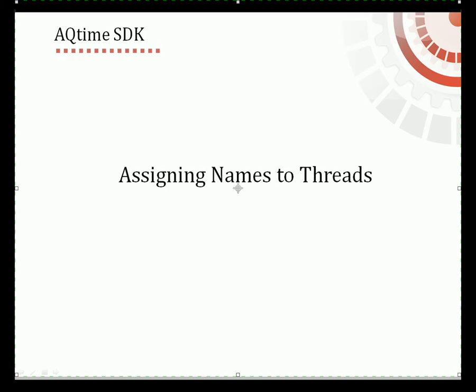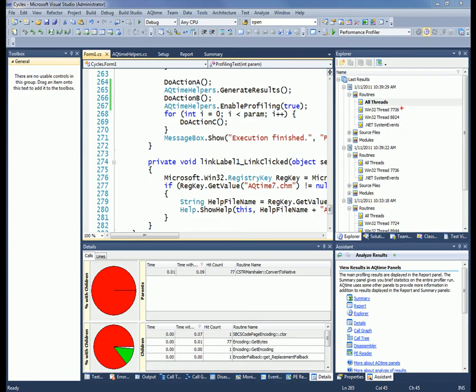Now let's look at one more interesting feature that allows you to assign descriptive names to the threads of profiled applications. As you can see, AQtime gathers profiling results per application thread. To form a thread name, AQtime typically uses a prefix that includes the thread nature, for example Win32, and the thread identifier. Now, these names aren't necessarily very descriptive, and it may be difficult to find a correspondence between these names and the application's threads themselves. So it would be a lot easier to analyze these results if the threads had more descriptive names.